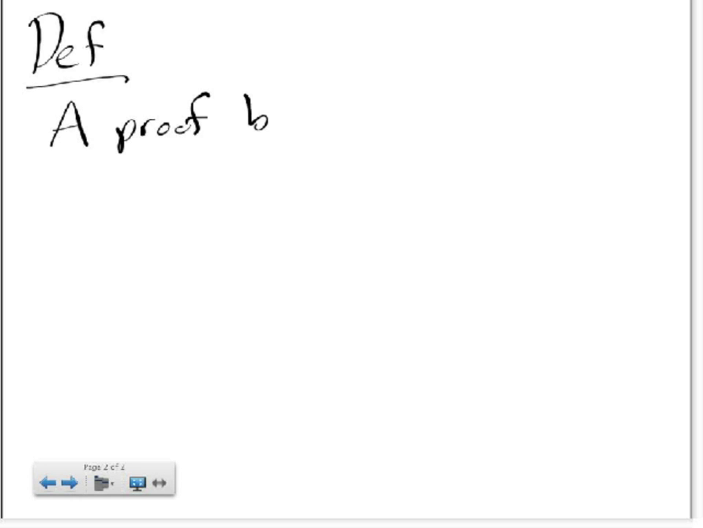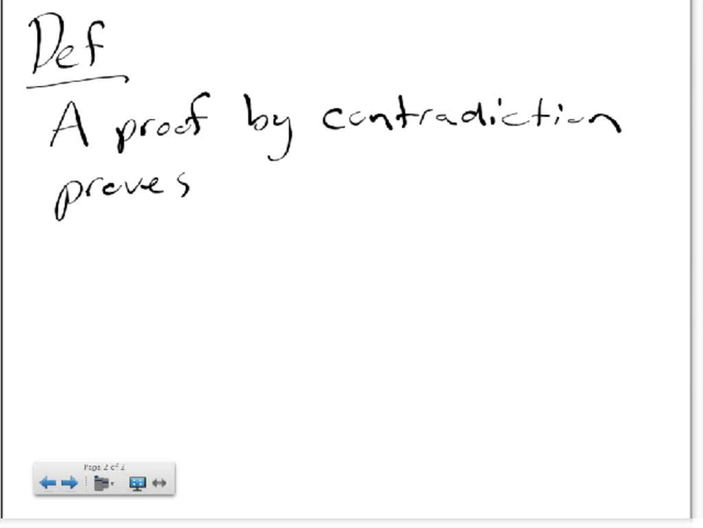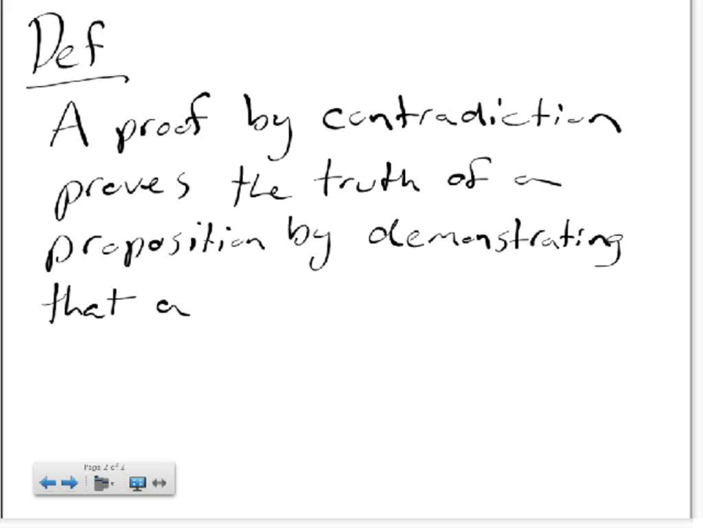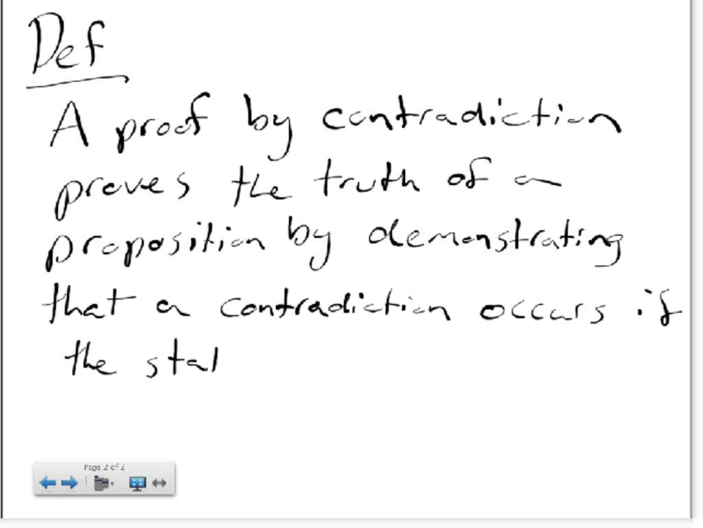A proof by contradiction proves the truth of a proposition by demonstrating that a contradiction occurs if the statement is false.